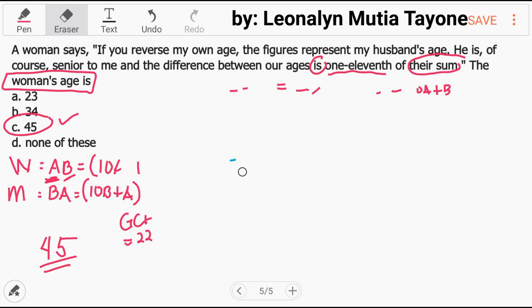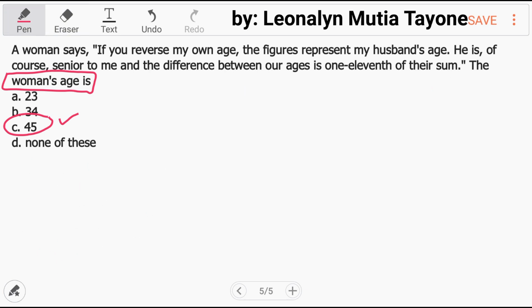Erase muna natin ito. Erase na lang natin lahat. Basahin muna natin ulit yung problem. A woman says, if you reverse my age, the figures represent my husband's age. He is, of course, senior to me.